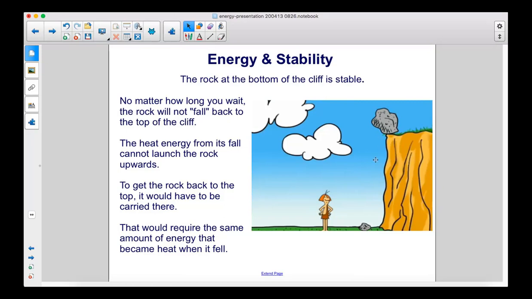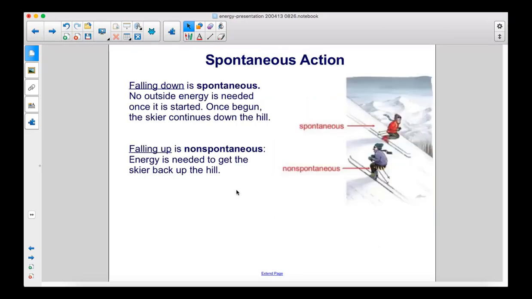The heat energy from its fall cannot launch the rock upwards. To get the rock back to the top, it would have to be carried there. That would require the same amount of energy that became heat when it fell. Falling down is spontaneous. No outside energy is needed once it is started. Once begun, the skier continues down the hill. Falling up is non-spontaneous. Energy is needed to get the skier back up the hill.